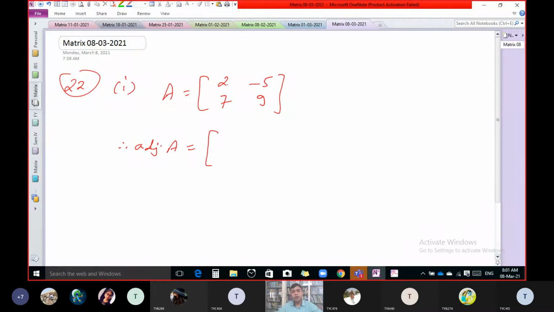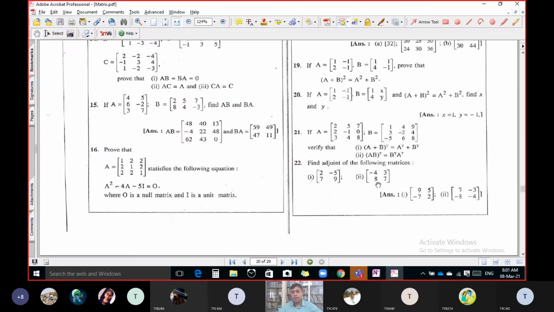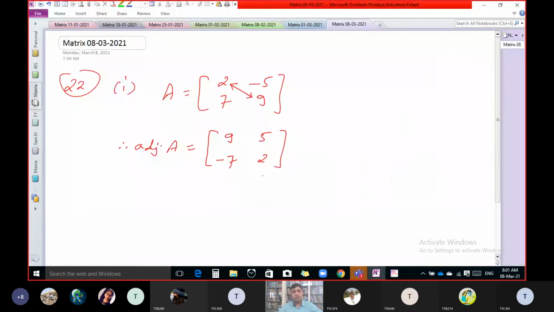Once again, we have to interchange these diagonal elements. So in place of 2, we have to write 9, and in place of 9, we have to write 2. And we have to change the sign of the other elements. So here we get 5 and here we get minus 7. And that is our answer: 9, 5 in the first row, minus 7, 2 in the second row.